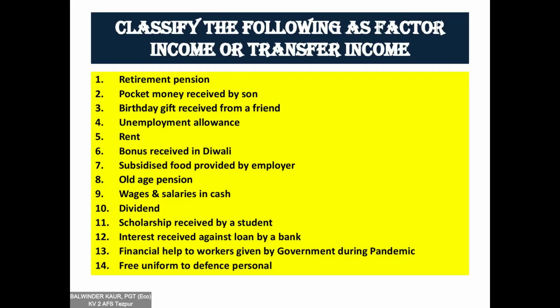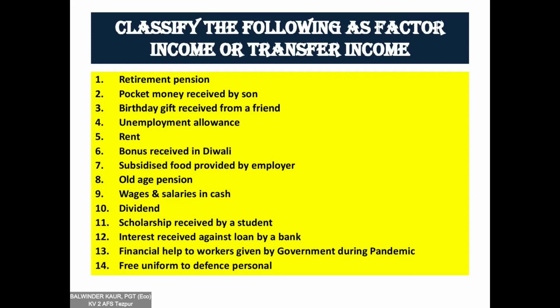Pocket money received by a son is a one-sided transfer. So the son is receiving without rendering any activity. This is a transfer income. Birthday gift received from a friend is a transfer income as it is a unilateral transfer. Unemployment allowance is a one-sided transfer given to an unemployed person by the government. So it's a transfer income.